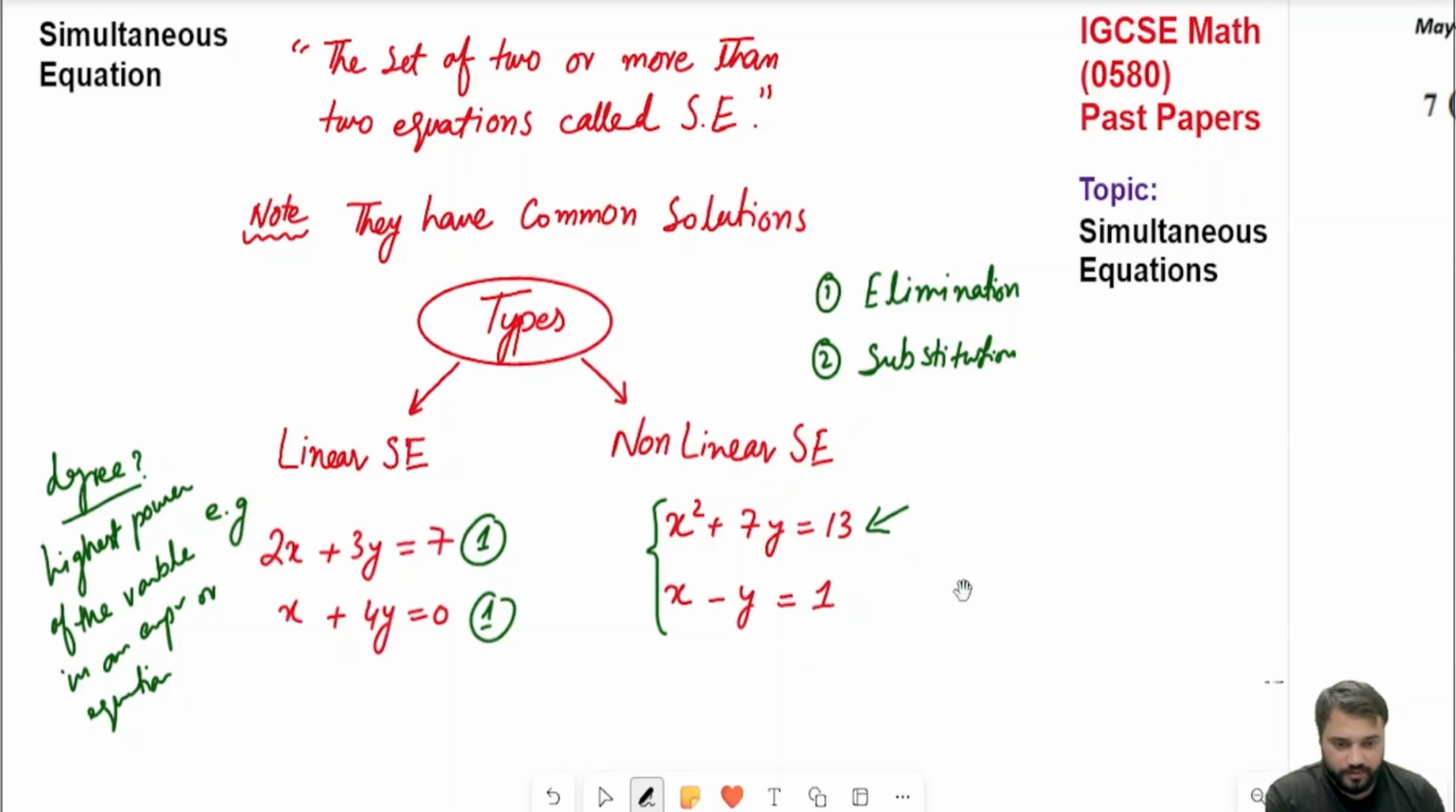But I tell you one thing, it is convenient to solve linear simultaneous equation using elimination method, although we can use substitution method as well, but it is convenient to solve linear simultaneous equation with the help of elimination method. Substitution method is useful for non-linear simultaneous equation.